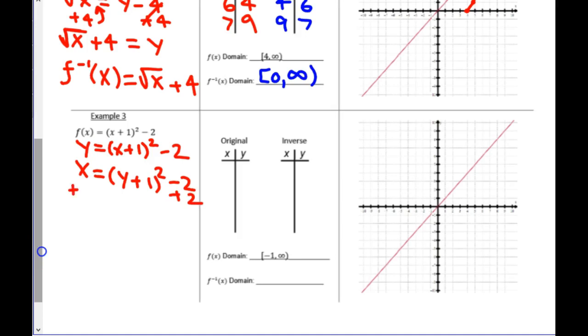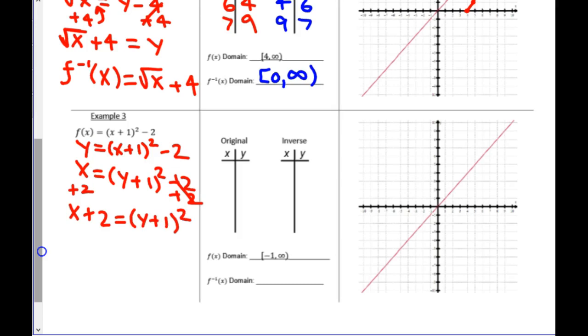Now, x plus 2, is that 3? Is it 3x? Is it 2x? None of them. X plus 2 is x plus 2. Right? So, x plus 2 goes here. And then we got parentheses y plus 1 squared.